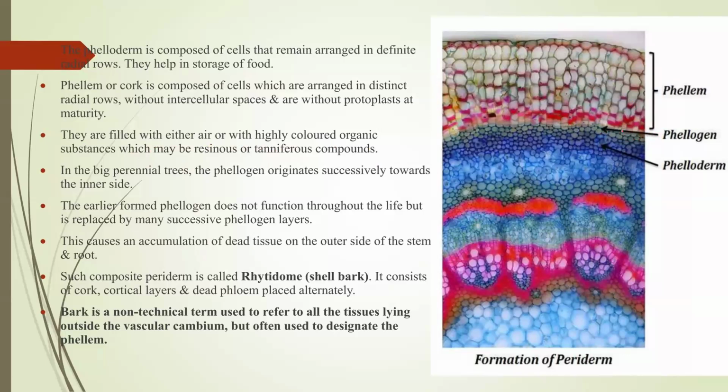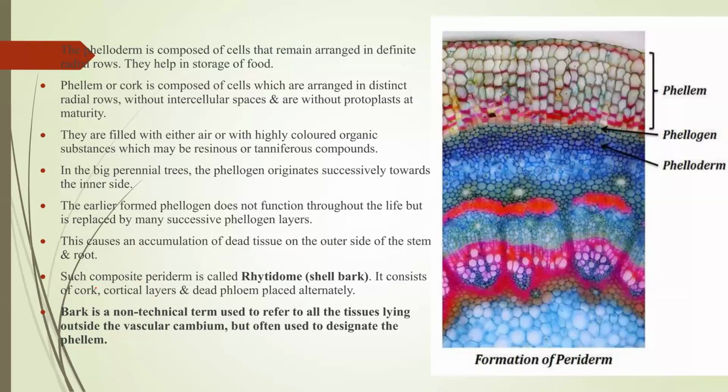So here this one is the phellogen. It produces the phellum or bark outside and phelloderm or secondary cortex inside. In big perennial trees, the phellogen originates successively towards the inner side. The early formed phellogen does not function throughout the life, but it is replaced by many successive phellogen layers. This causes the accumulation of dead cell tissues on the outside of the stem and root.